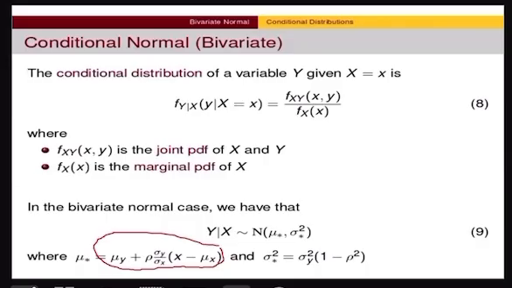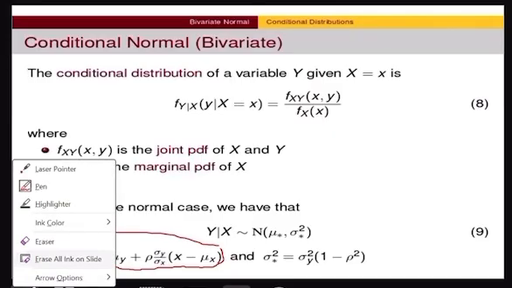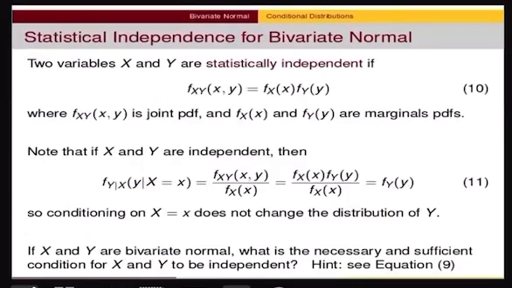Another name for unconditional mean is marginal mean. Another name for unconditional variance is marginal variance. Please pay attention. That is very, very crucial. Okay, now we have that. We can go into an example.